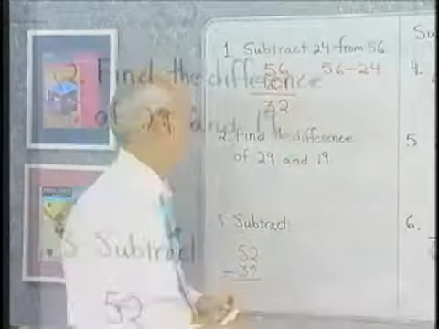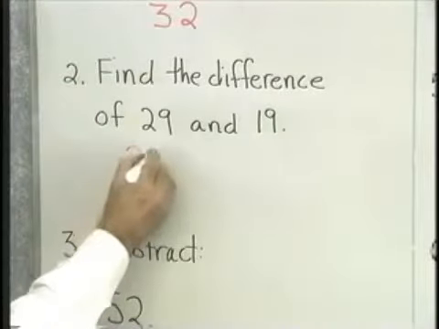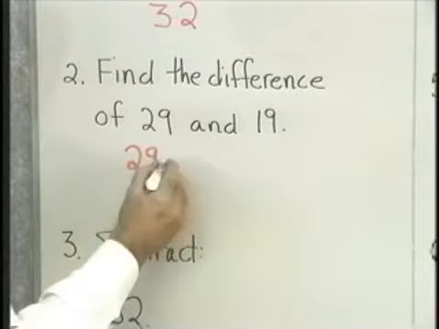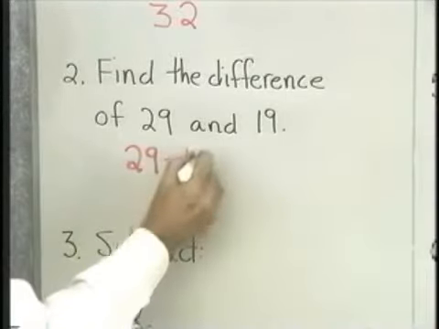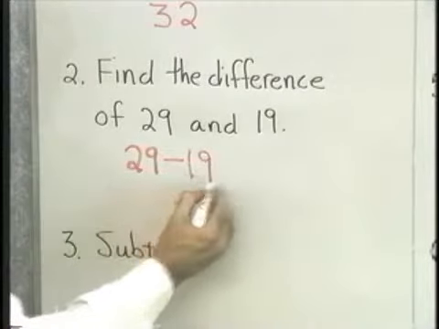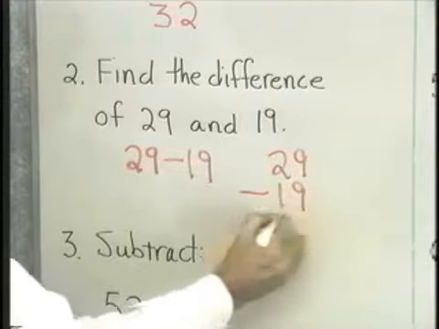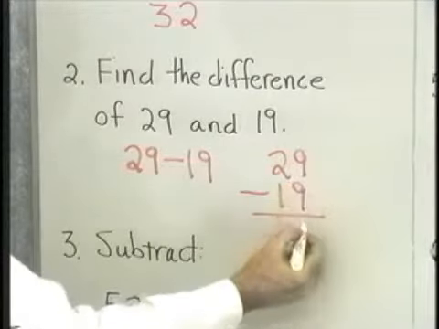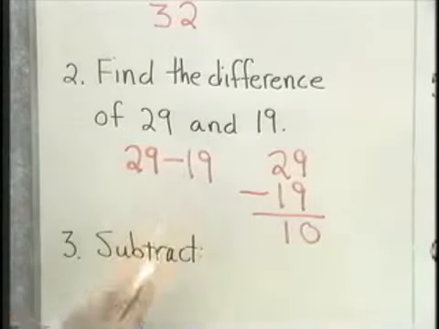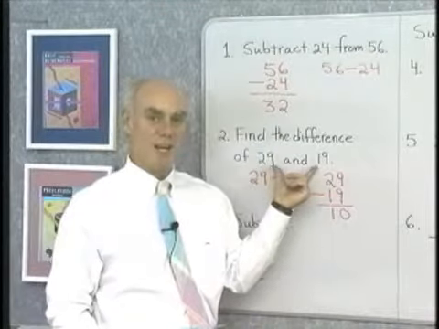Here's my next problem. Find the difference of 29 and 19. Well, from my original definition that I had on the paper that we began the section with, the difference of 29 and 19 is 29 minus 19. That's how I would write it horizontally. Vertically, I would write it like this. 9 subtract 9 is 0, and 2 subtract 1 is 1. So 29 subtract 19 is 10, and that's the same as the difference of 29 and 19.